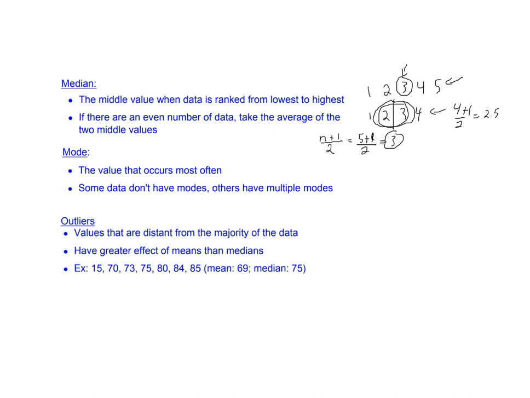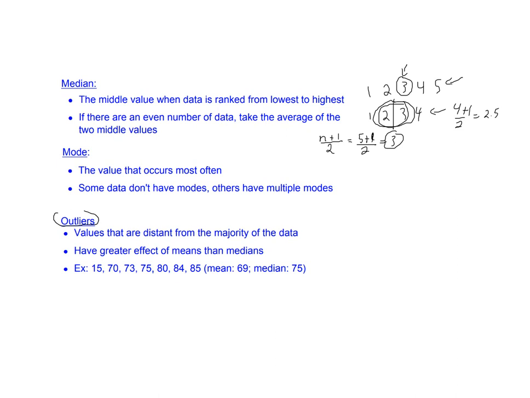And then the last measure of central tendency that we need to talk about is the mode. That's the one that occurs the most often. Some data sets don't have any modes. There's no number that's repeated, and others will have multiple modes. If you're asked for the mode of a set that has multiple modes, you just report all of the modes. The other thing to consider when we're talking about measures of central tendency are outliers.